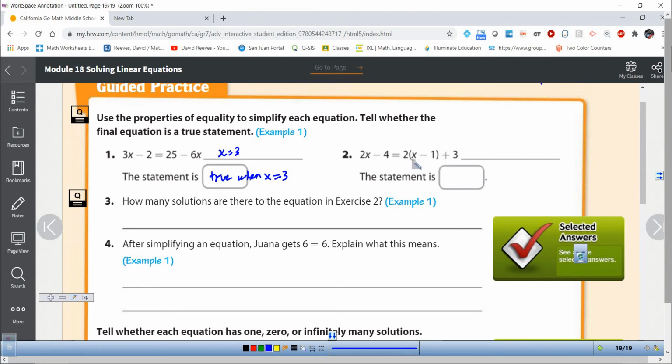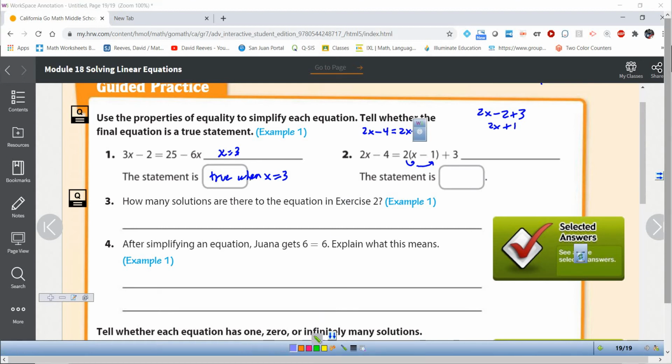2x minus 4 equals 2 times the quantity of x minus 1 plus 3. Remember, we're going to distribute before combining like terms when we simplify here. When we do that, we get 2x minus 2 plus 3, and that simplifies to 2x plus 1. So take a look at what we have here. On the left-hand side, we have 2x minus 4, and on the right-hand side, we have 2x plus 1.